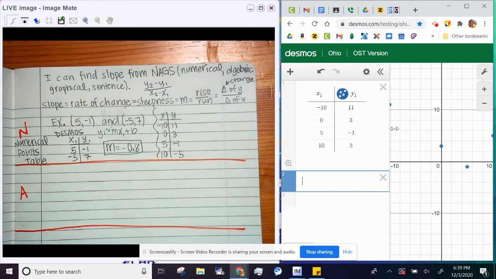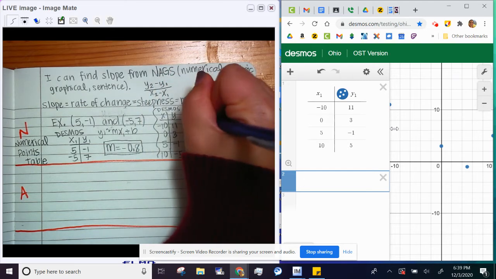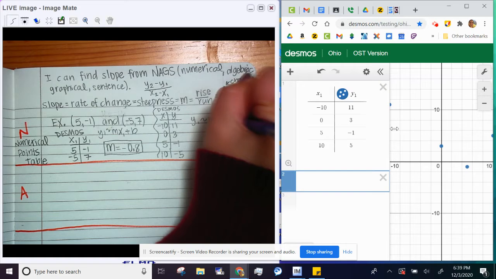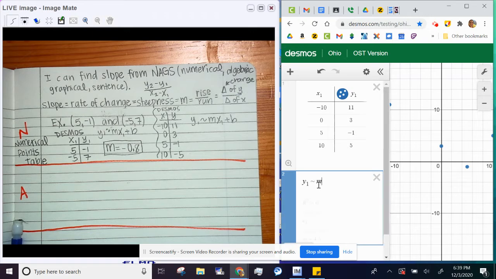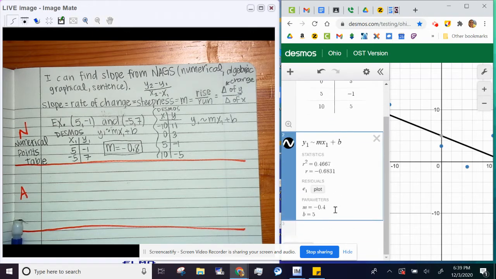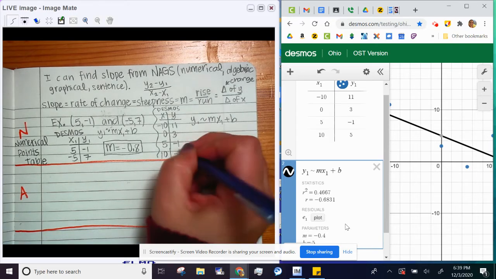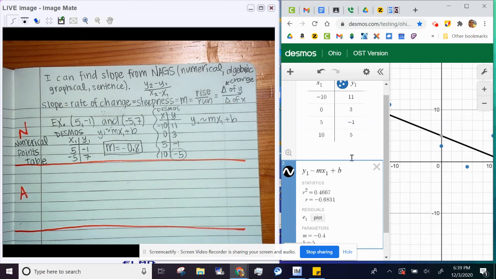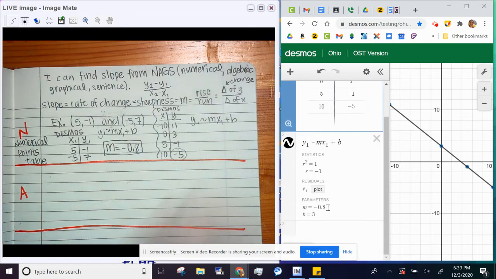And then, just like before, we've got to do our cheat code. So we type that in Desmos, and we have to do the cheat code: y1 tilde mx1 plus b. And again, we're only looking for the m. This time, the m is -0.4. Oh, no, it's not. I put that in wrong. That was a -5. I got -0.8.